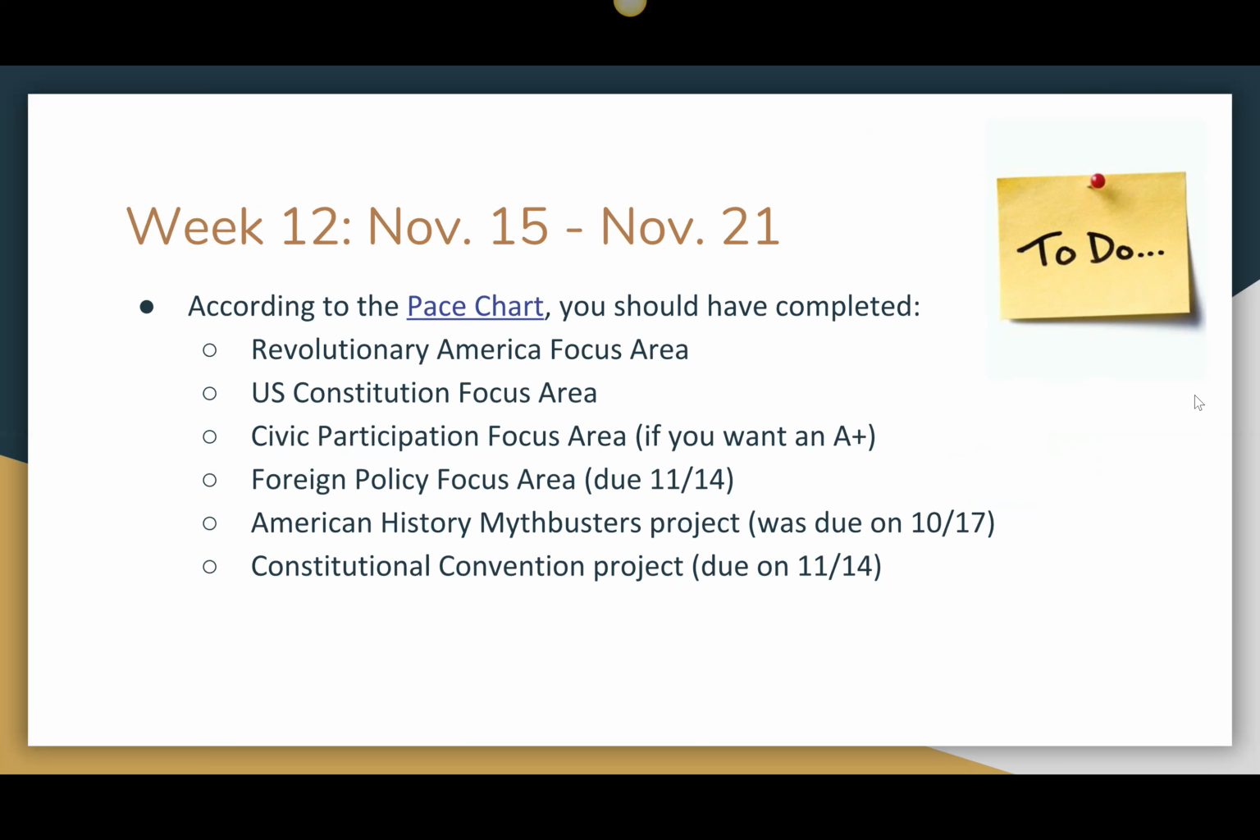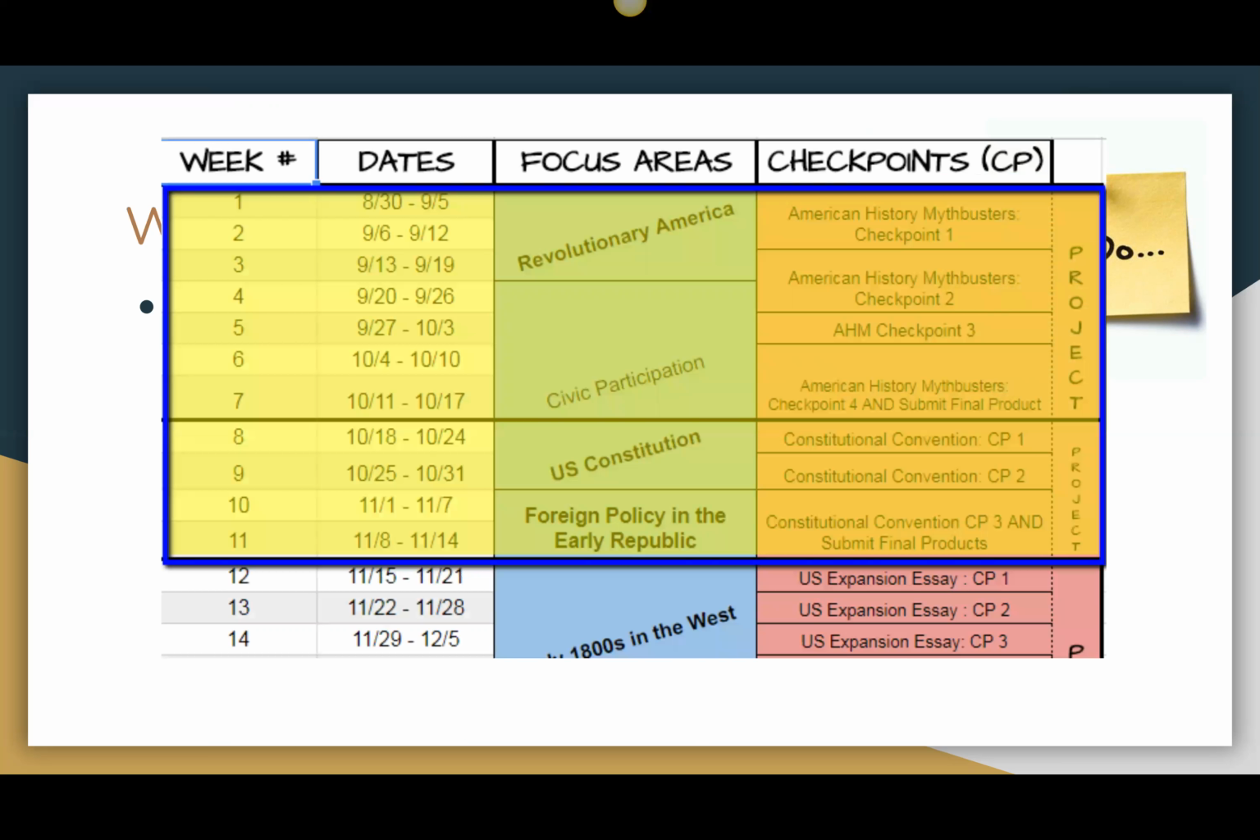I do want to quickly look at our PACE chart that's found on the Google Classroom. So I would find today's date, which is the 13th, and that obviously falls in between this range. So what I would do is everything above this line means that I should have done this already. So if I'm to be on PACE, I need to complete this foreign policy in the early republic focus area by tomorrow. I should have these 2 projects completed. I should have all these focus areas completed.